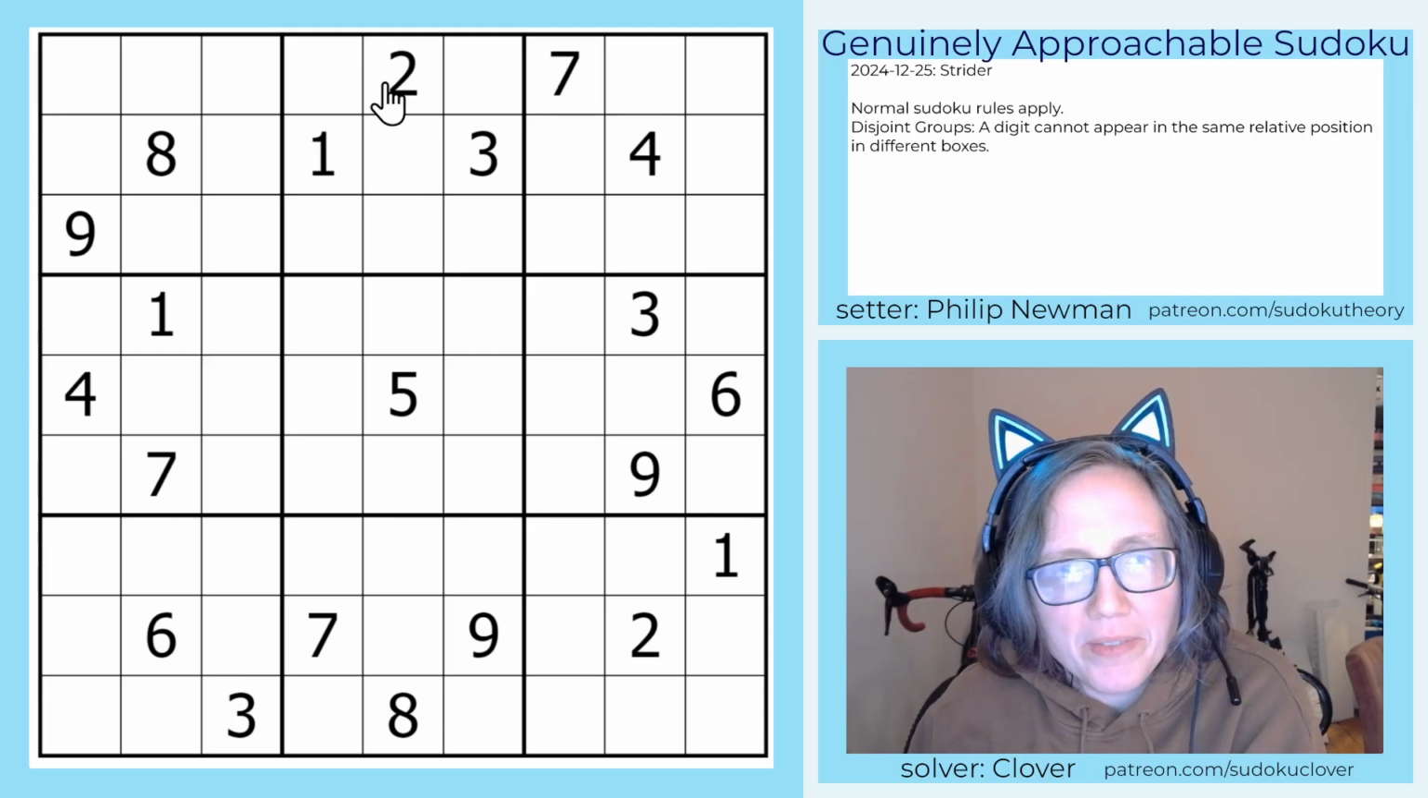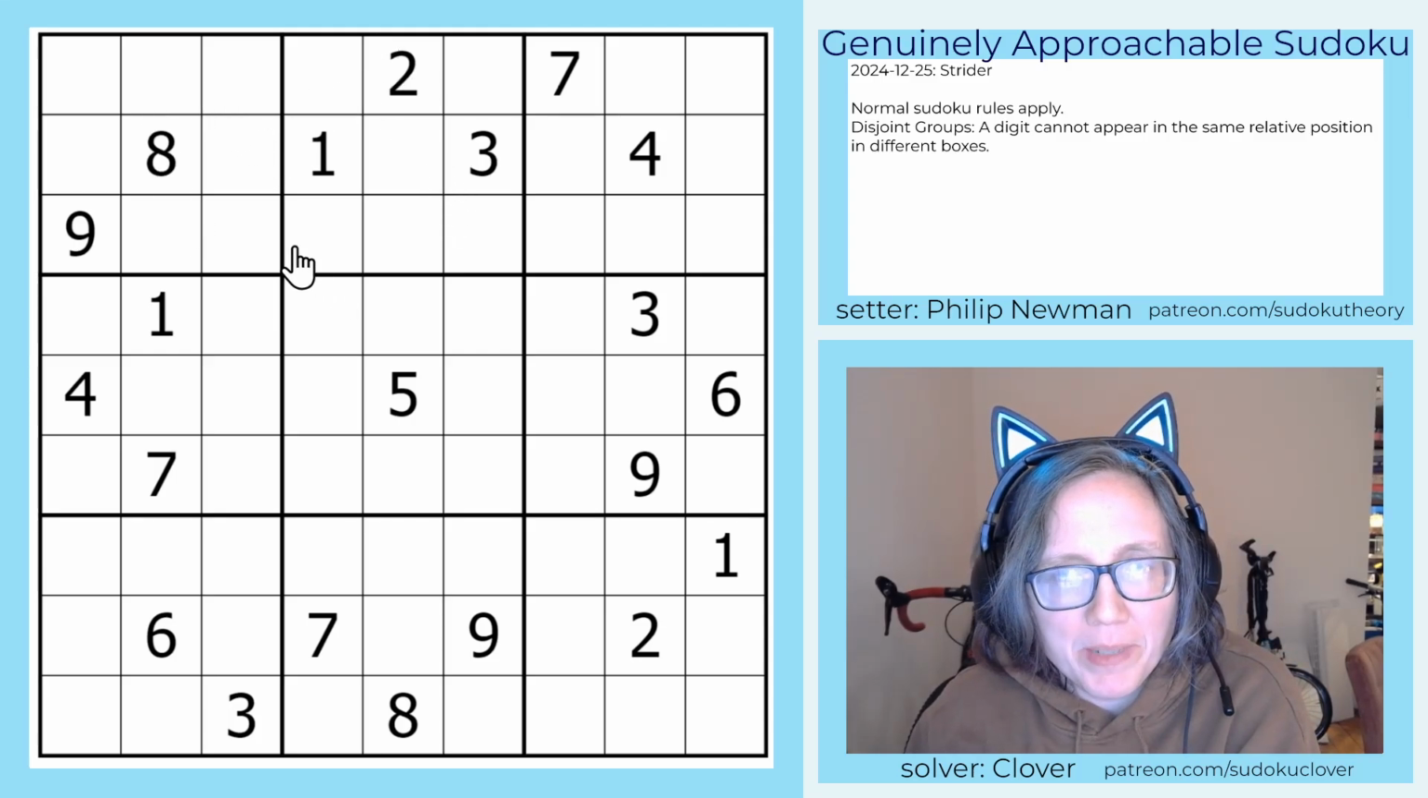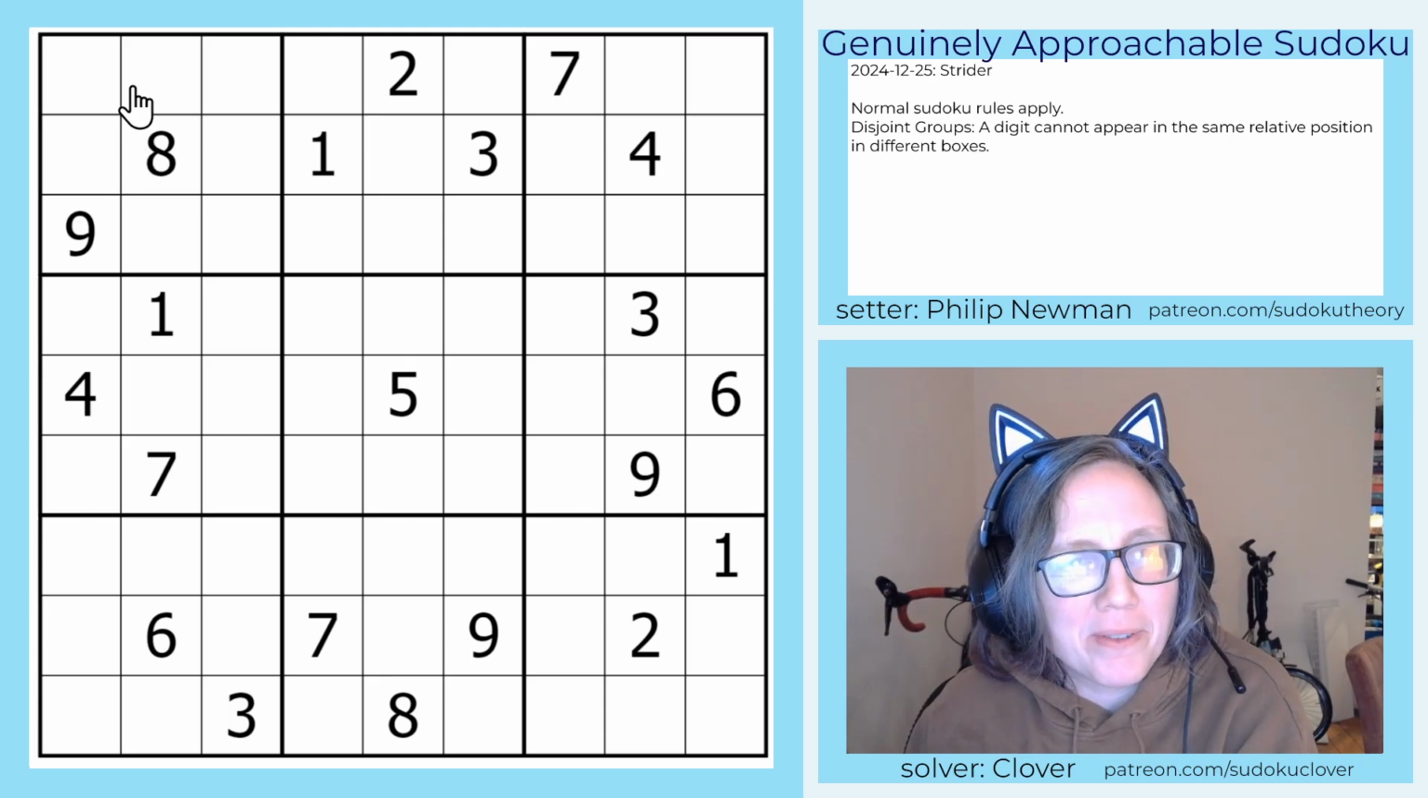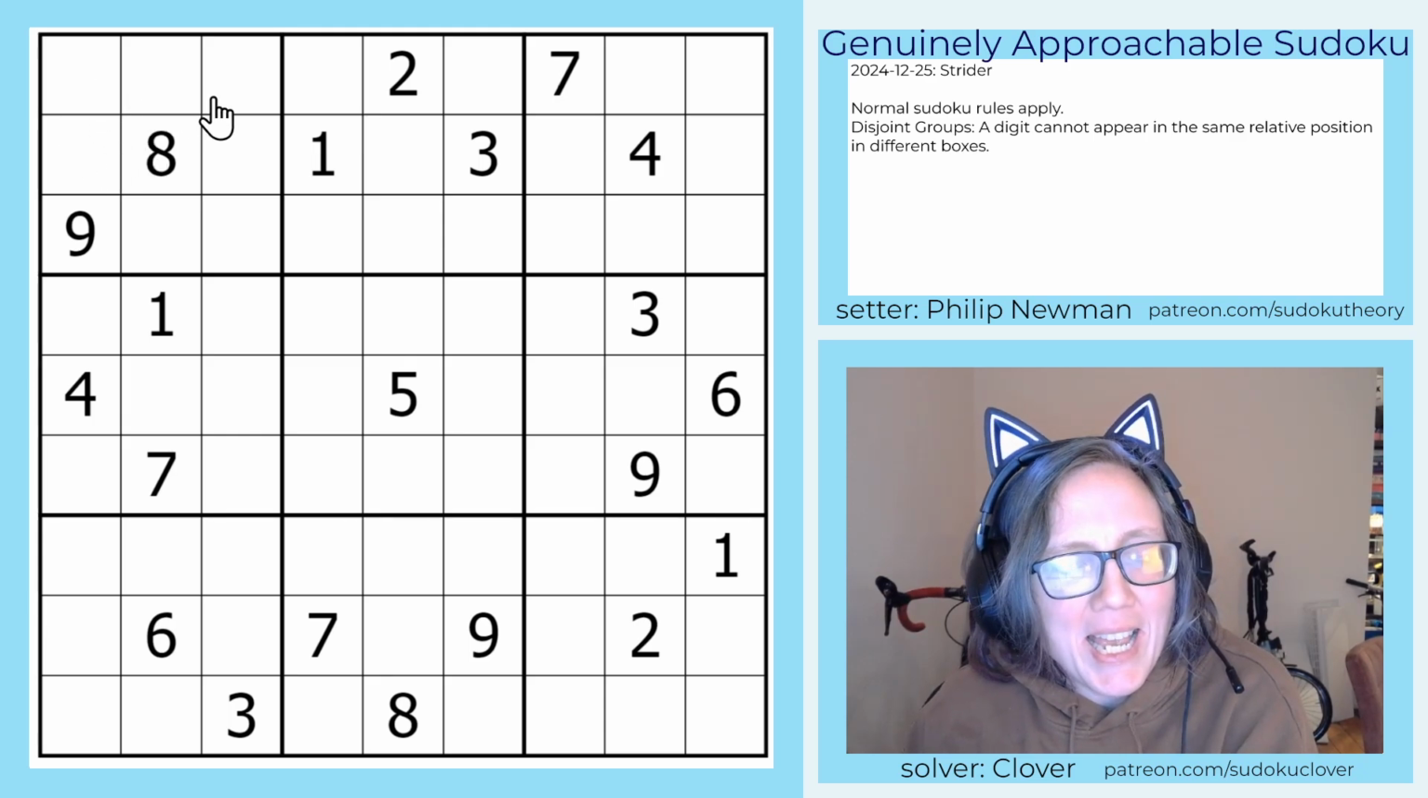So today we're solving a disjoint group Sudoku by Philip Newman. It's called Strider and it was originally posted on December 25th, 2024. This is his Christmas Day puzzle. And how does this work?